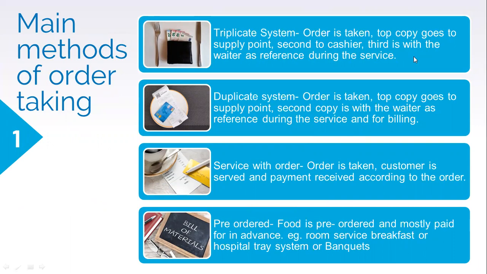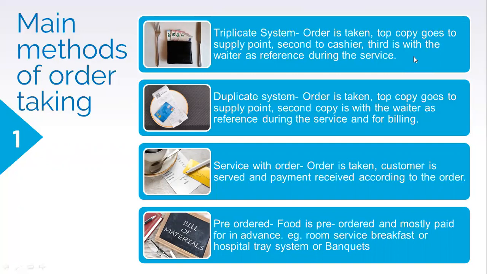When we're talking about the duplicate system, the order is taken, the top copy goes to the supply point, and the second copy is with the waiter as reference during the service, and the same is going to be used for billing. When we say service with order, this is where the order is taken, the customer is served, and payment is received according to the order.